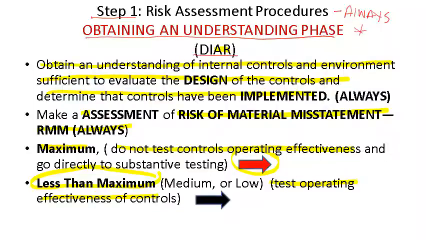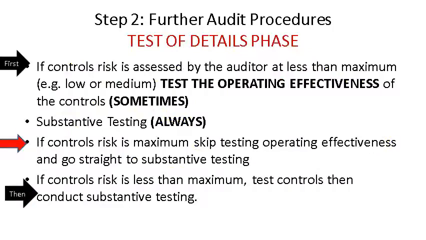So let's just go over to the next slide, and let's say that the auditor had assessed the risk of material misstatement at less than the maximum. Okay, so we know that we're going to test the operating effectiveness of the controls, and so you go over and we're now in step 2, and step 2 has also been referred to in literature as a test of details phase. And what we do in step 2 is determine on the assessment of the risk of material misstatement that happened in step 1. So again, we were following from the previous slide.